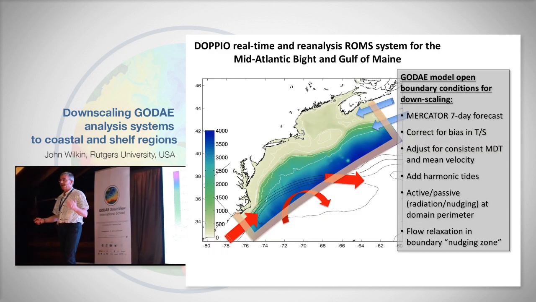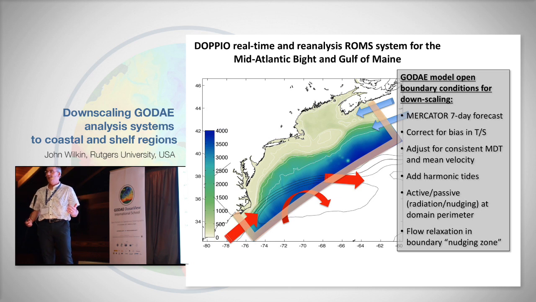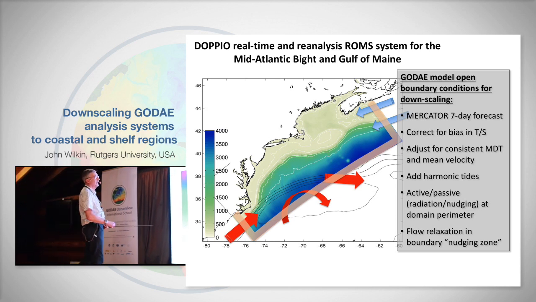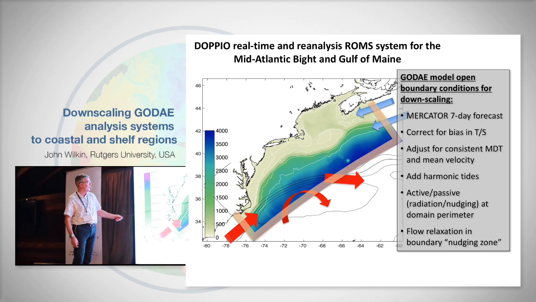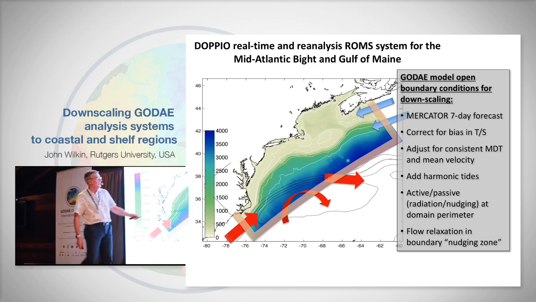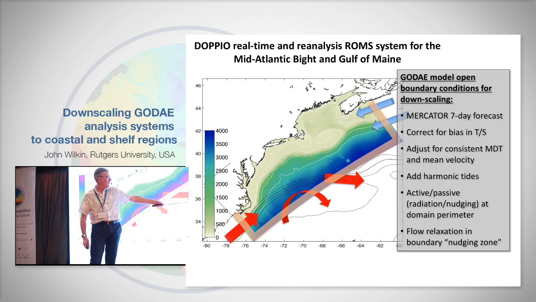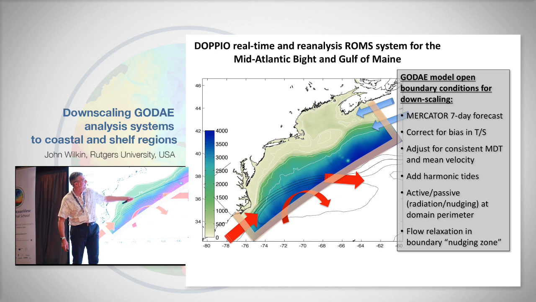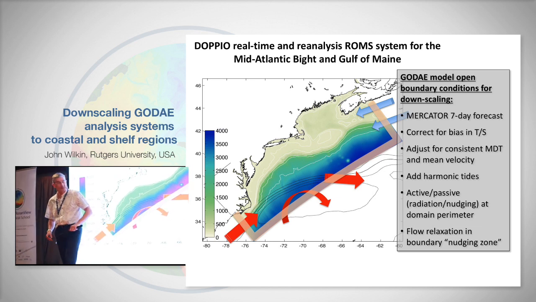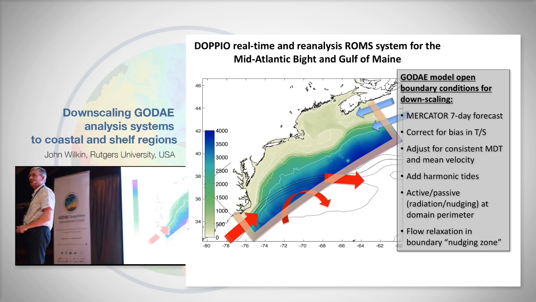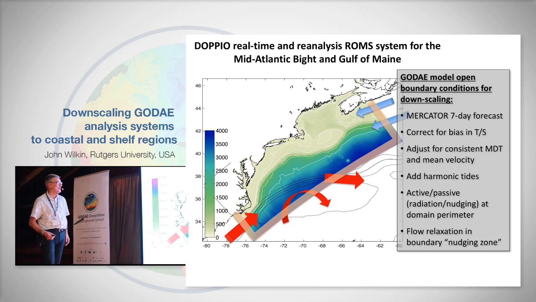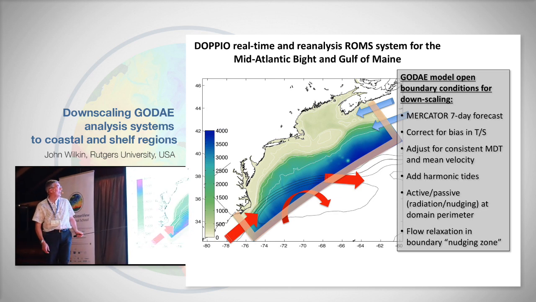Okay, so now we've corrected our Mercator open boundary information. We apply those at the perimeter. We use a combination of active-passive. This is the Marchesiello scheme, nudging. We have some flow relaxation in a nudging zone here, the importance of which was something I learned at the first summer school in Toulon. So that was good for me.